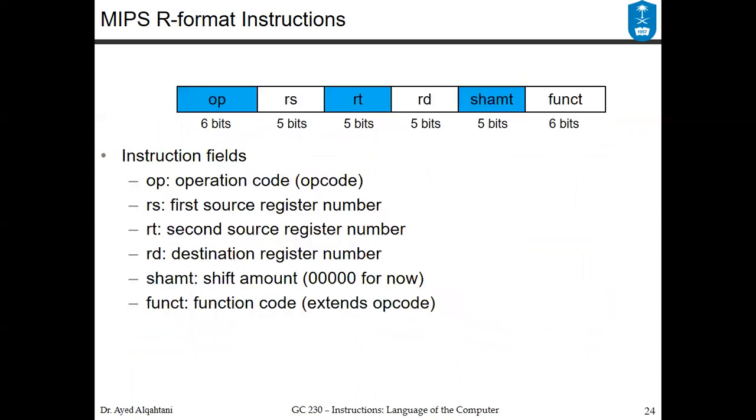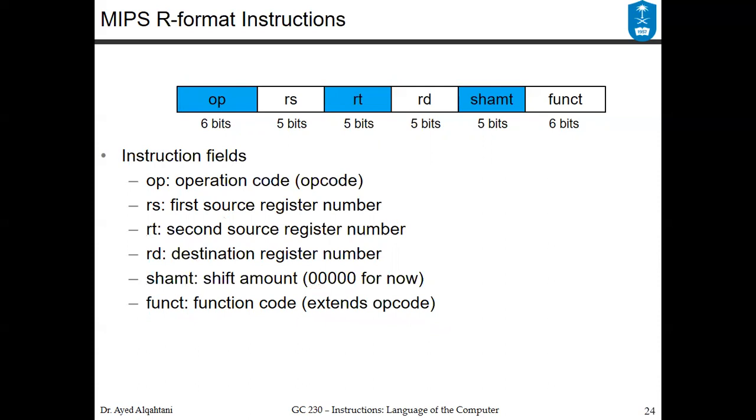Okay. Again, the op is the operation code. The RS is the first source register. The RT is the second source register. The RD is the destination register. The shift amount indicates how many bits you are shifting. It's zeros if you don't want to shift, and for now, we will consider there are 5 zeros. The function field is the function code, which is an extension of the opcode.